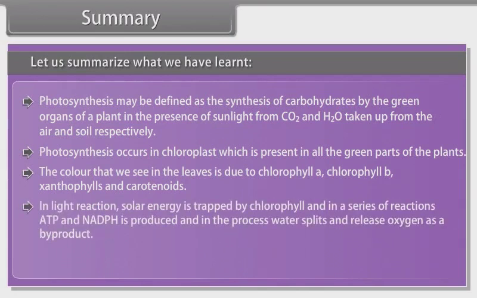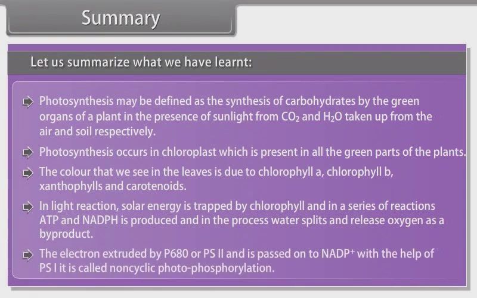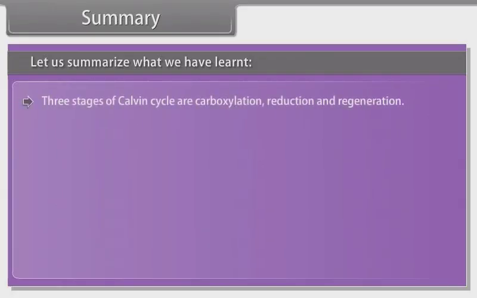In the light reaction, solar energy is trapped by chlorophyll and in a series of reactions, ATP and NADPH are produced, and in the process, water splits and releases oxygen as a byproduct. The electron extruded by P680 or PS2 is passed on to NADP+ with the help of PS1. It is called non-cyclic photophosphorylation. The 3 stages of the Calvin cycle are carboxylation, reduction, and regeneration.